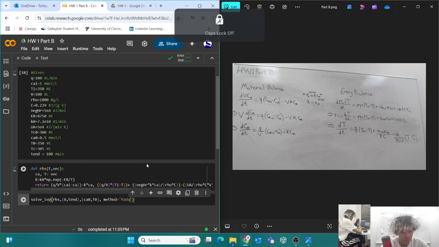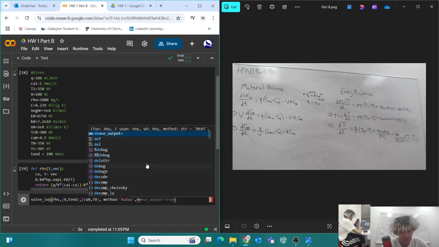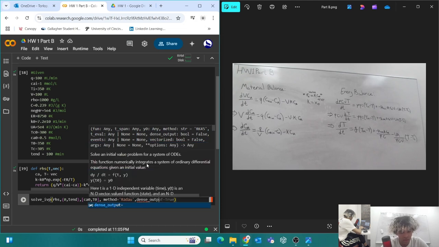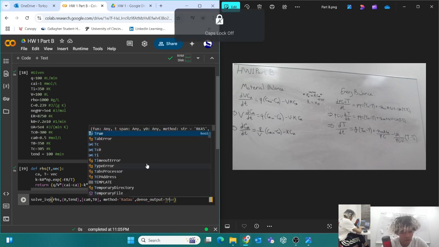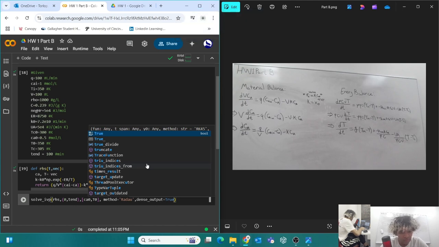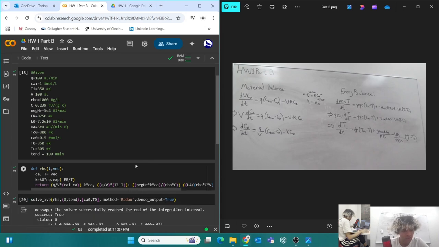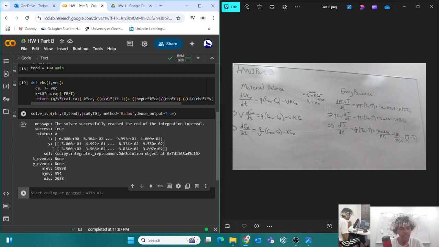equals, how do you spell Radau? Sorry, I forgot how to spell Radau for a second. And then we do dense_output equal true. Perfect. And now we have our solve IVP.